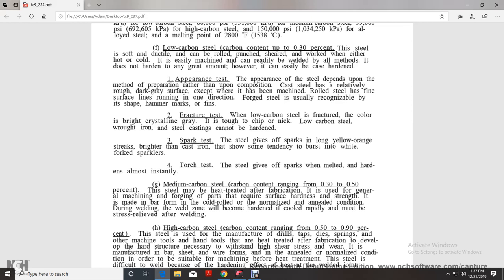Spark test: the steel gives off sparks with yellow orange streaks, brighter than on cast iron, with a tendency to burst into white forked sparklers. Torch test: the steel gives off sparks when melted and hardens almost instantly.